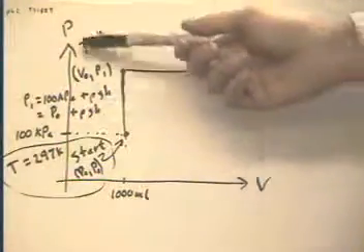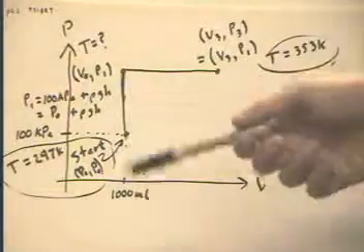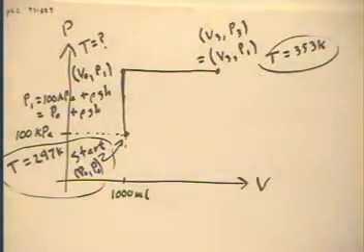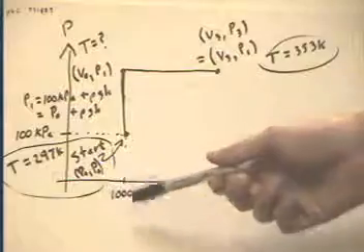We have here a map of the states of the bottle engine. We start at a volume V0 and P0. This is state 1.